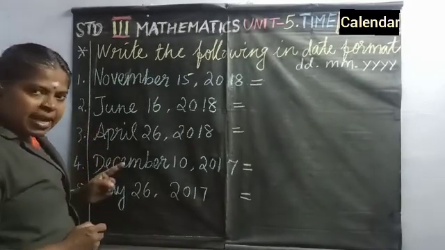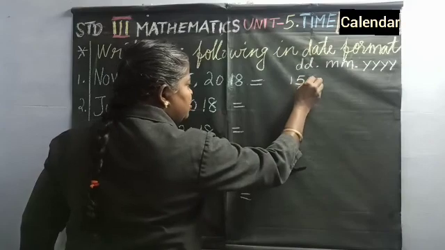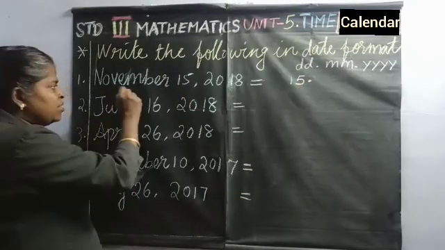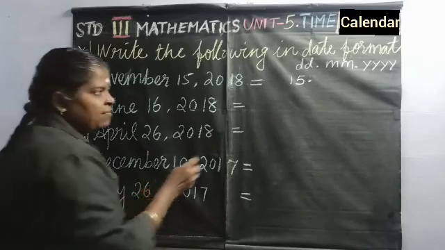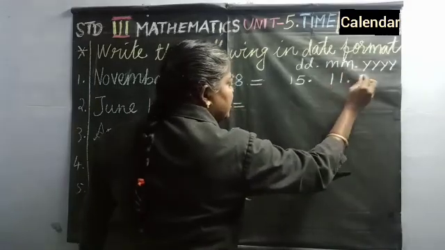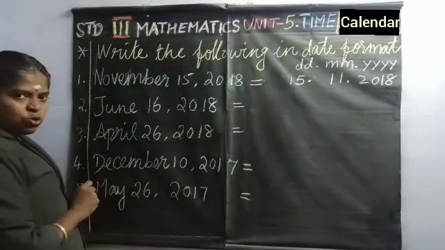Here what is the date? 15. So first we can write 15 dot. Which month is it? November. November is the 11th month. So 11 and year 2018.